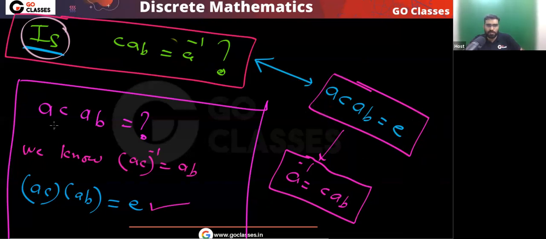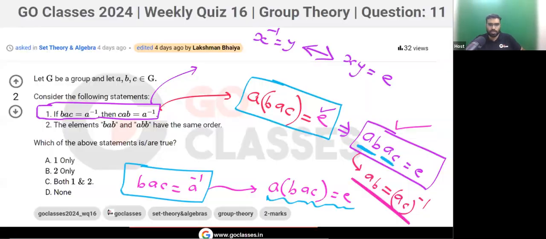So what you can do, very simple. You know AC is equal to AB inverse. So you can use this fact and then you can prove it. And once you prove it, then A inverse will be CAB. Okay, so very simple. This is your part 1.